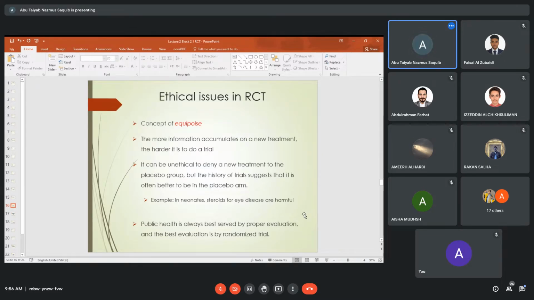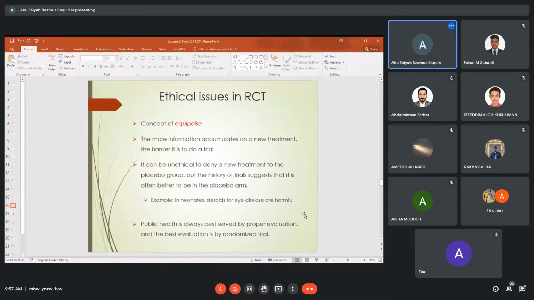Another important thing is the ethical issues in RCT. When should you do an RCT and when should you not do an RCT? Pay attention, very important. If you know the intervention works, is beneficial, you must not do an RCT. Why are you wasting everybody's time if you know that this intervention or this drug is beneficial? Do not do an RCT. If you know that this intervention or the drug is harmful, do not do an RCT.